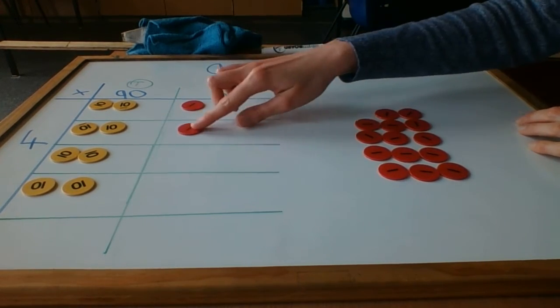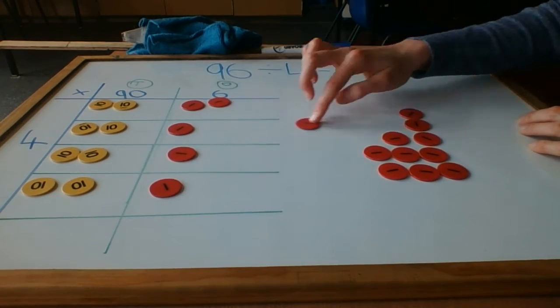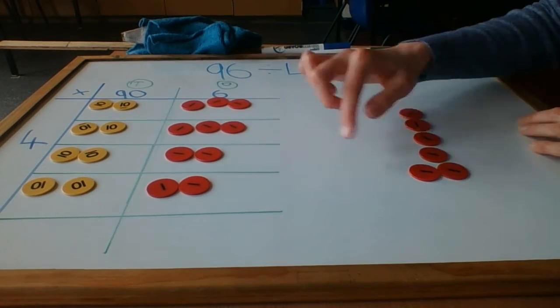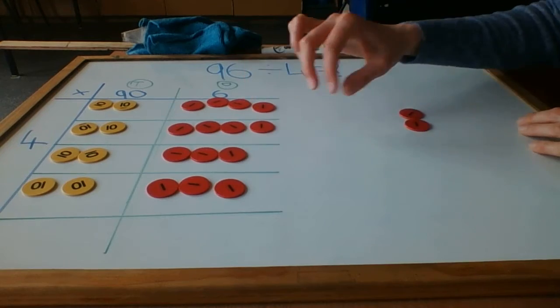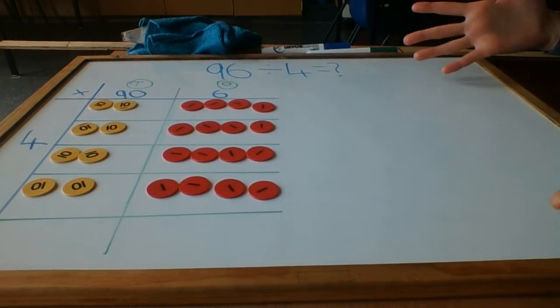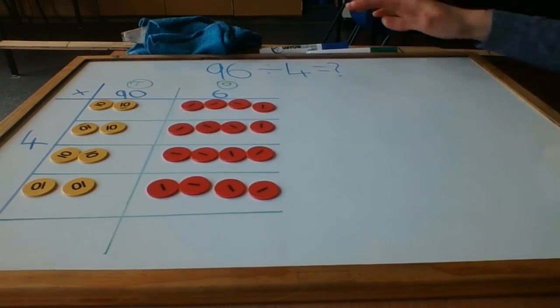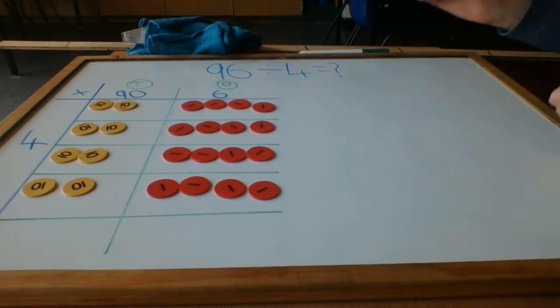So, 1, 2, 3, 4. 1, 2, 3, 4. 1, 2, 3, 4, 1, 2, 3, 4, and it does fit equally. Look, same in each group, and I've got nothing left. And then, now I've done that, as before, I'm going to draw a part whole model.